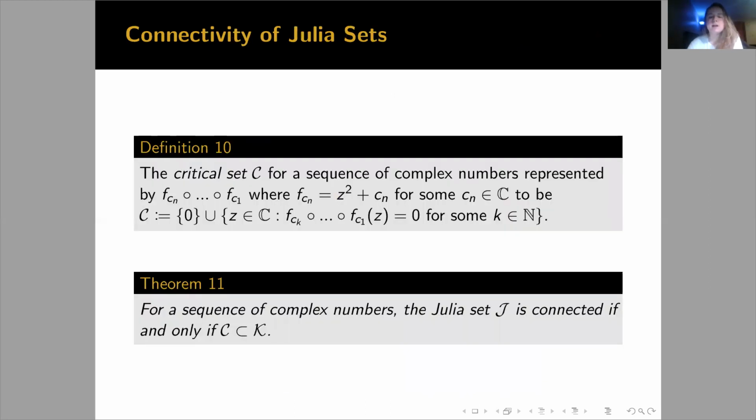So we will now discuss the connectivity of Julia sets for these non-autonomous sequences. First, the definition of a critical set for a sequence is 0 and all the points that iterate to 0 under the sequence of polynomials. This definition is important because there's a theorem that says that the Julia set for a sequence is connected if and only if the critical set of the sequence is contained in the Fatou-Julia set for the sequence.